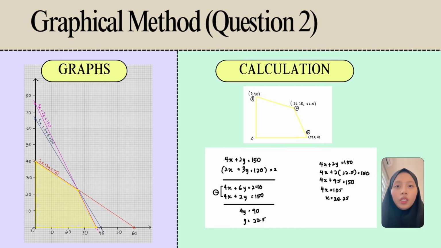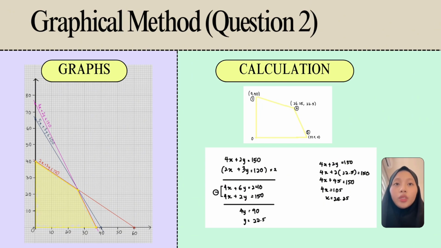So I will be continuing for question 2. For question 2, we plot each graphical line based on the equation points of x and y. The first equation with the purple line is 4x plus 2y less than or equal to 150, which indicates the area is below the line and moves to the left downwards.